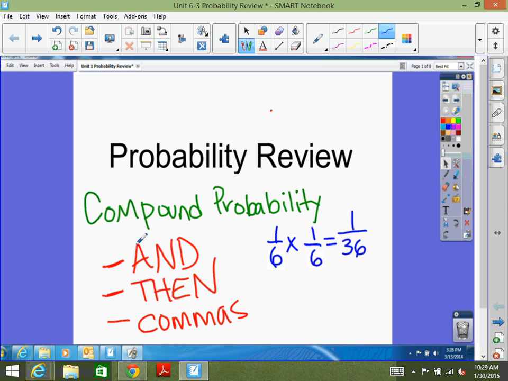Compound is when I say, what's the probability of getting a 5 and a 2? I want both to happen. Simple is when I want one thing to happen.